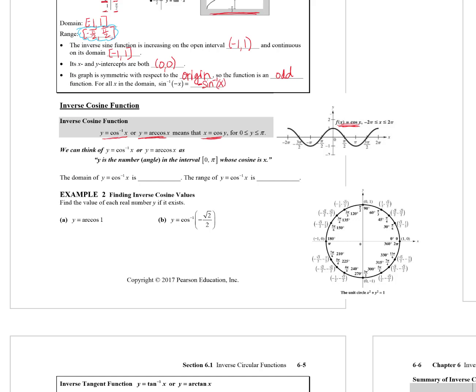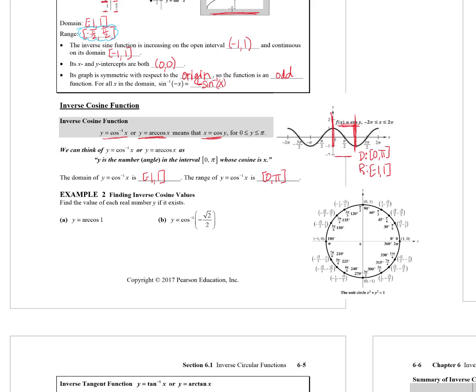Instead, we're going to go from 0, so this part of the graph, to pi. So from 0 to pi, do you see how this piece of the graph in between here passes the horizontal line test? So we're going from 0 to pi in the original function, and I'll go ahead and write that here. So we're just going to take the domain from 0 to pi, and then the range goes from -1 to 1. We'll read it from bottom to top. Remember, for the inverse function, we're just switching our x and y values. The domain of the inverse is -1 to 1, and the range is from 0 to pi.